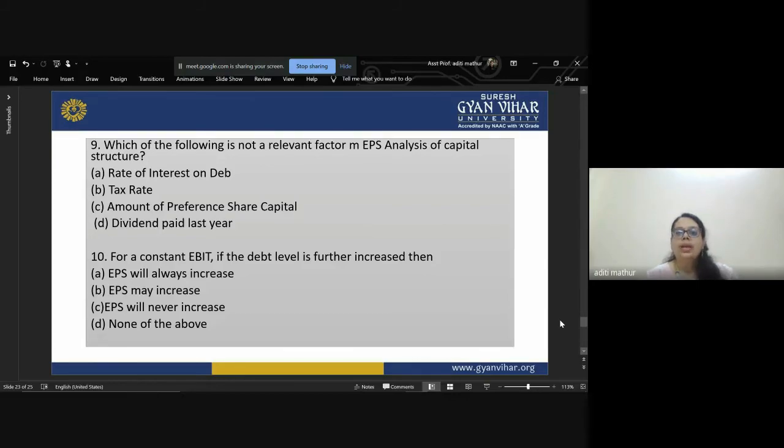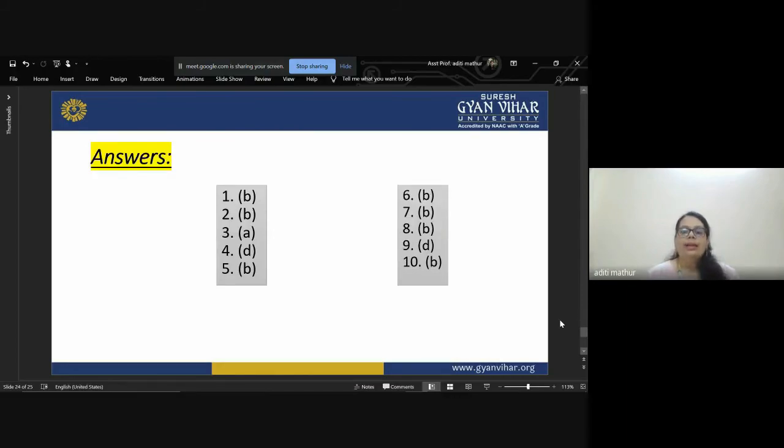So now let's check and evaluate ourselves. These are the correct answers. The correct option for question number 1 and 2 is option B. For question number 3, it's option A. For question number 4, it's option D. For question number 5, 6, 7, and 8, the correct answer was option B. For question number 9, it was option D. And for question number 10 also, the correct option was option B.